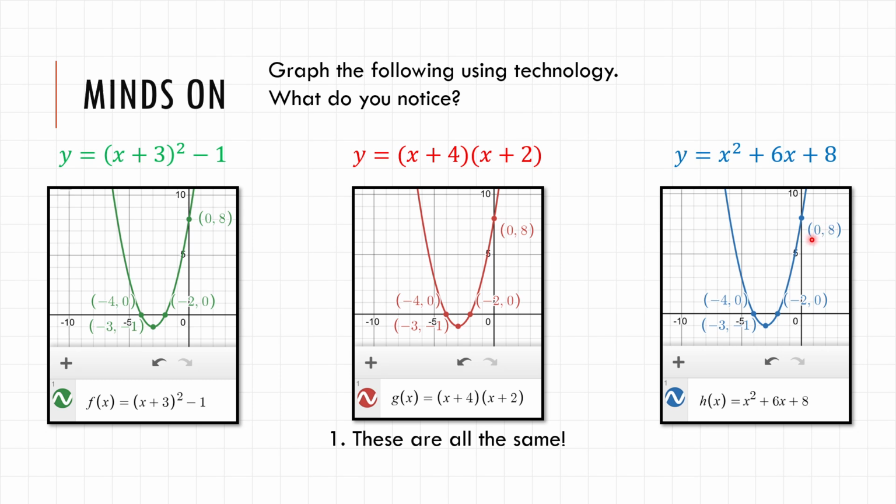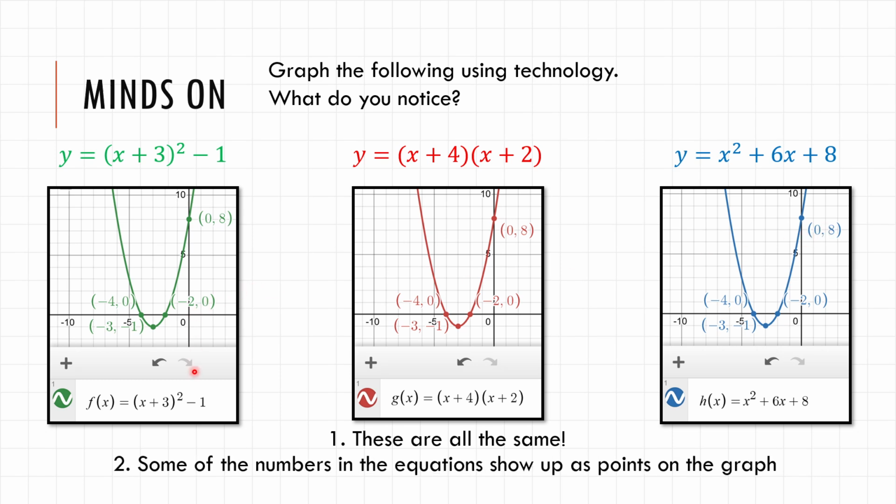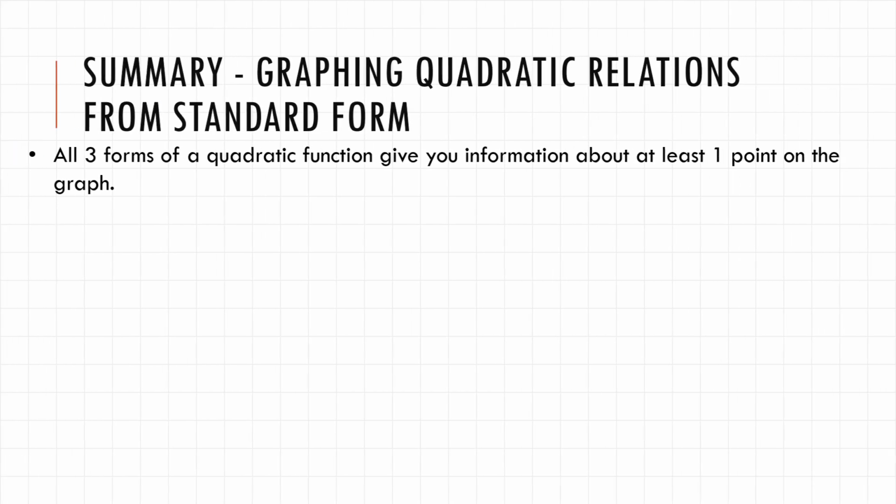And another thing to notice is that some of the numbers actually appear in the equation and on the graph. And that's something that we sort of expected, right? We know that in vertex form, -3 and -1 would be the vertex. In factored form, -4 and -2 would be the roots or the x-intercepts or the zeros. And in standard form, we can even pull out the y-intercept from that c value. All three forms of a quadratic function give you information about at least one point on the graph.